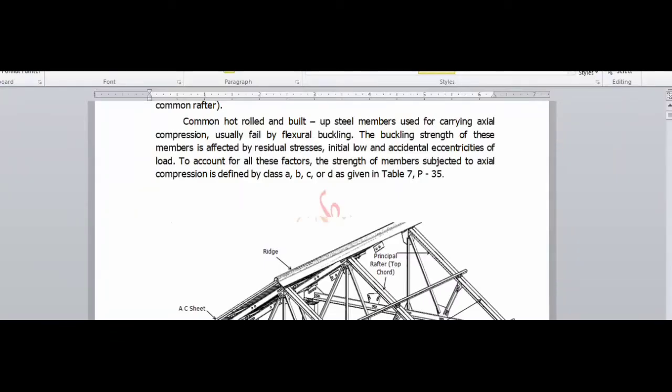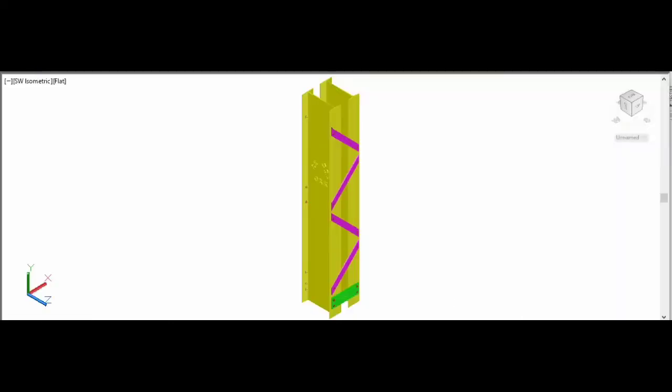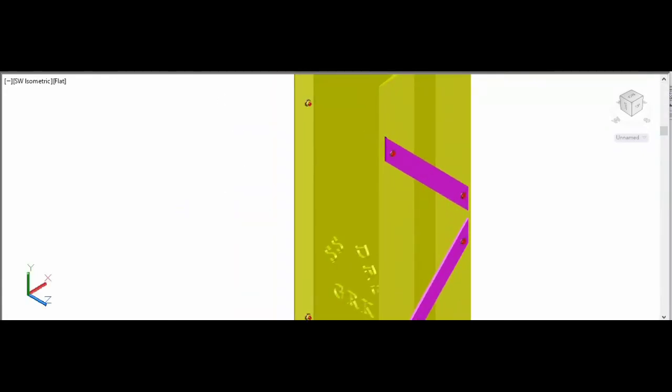Now let us have a look at the isometric view of two I sections joined together by a single lacing system connected by end bolts. This is a single lacing system.